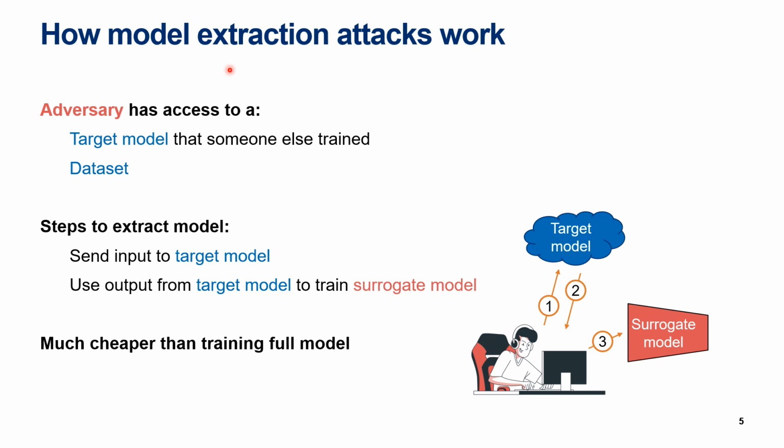Now that we know how GNNs work, let's talk a little bit about how model extraction attacks work. In general, the idea is that the adversary has access to a target model that somebody else has trained, usually through a prediction API, and the adversary might have their own dataset. And in order to extract the model, the general idea is pretty simple. You send some input, it might be some special input to the target model, and then you use the output from that target model to train your own surrogate model. It turns out that the surrogate model performs just as well as the target model in most cases, even though it is much cheaper than training an entire model from scratch.